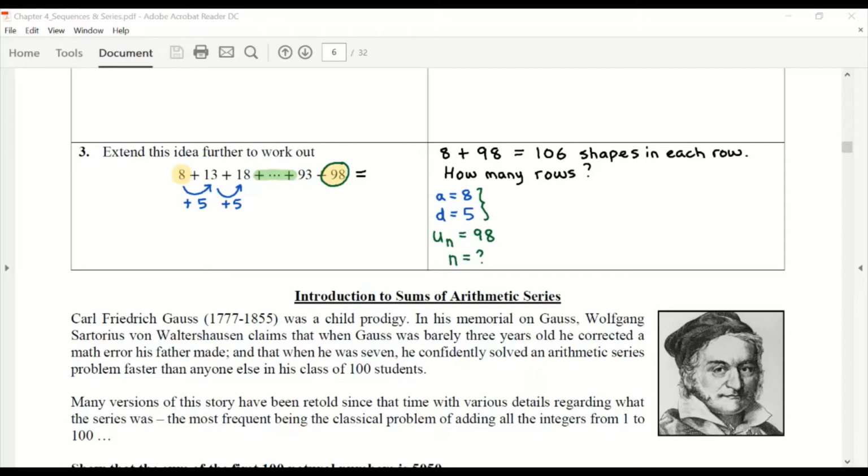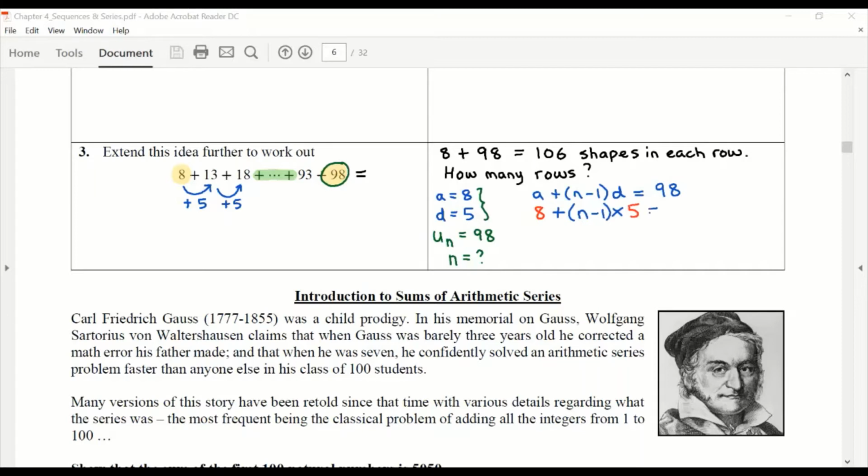Well, let's set up an equation. So we know that a plus (n minus 1) d will be equal to 98 in this instance. So let's sub everything in. My a is 8. I don't know my n, but I do know my d, so I multiply it by my d, which is 5. And I know my answer is going to be 98.